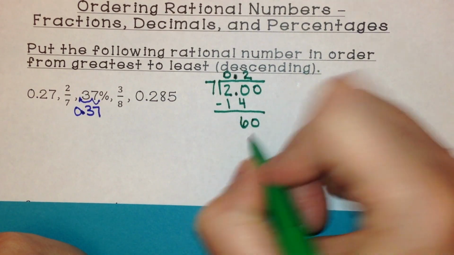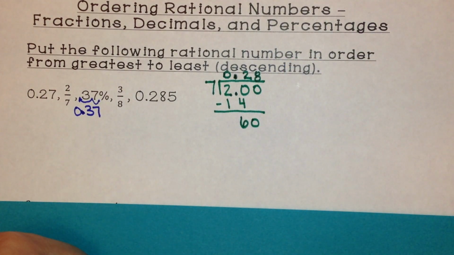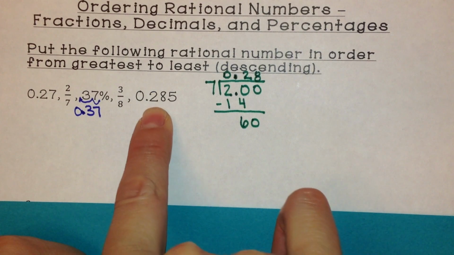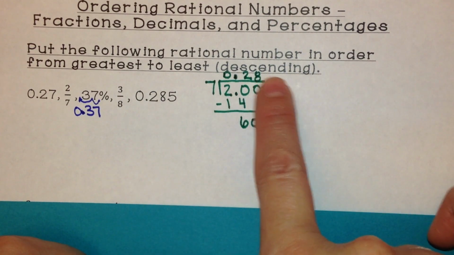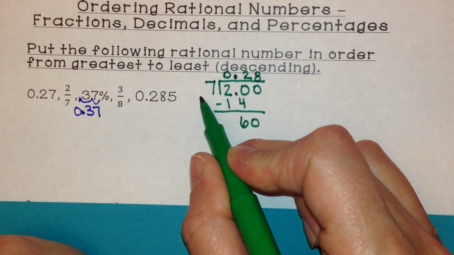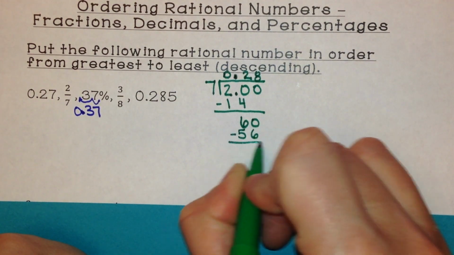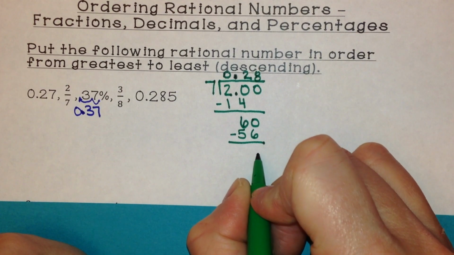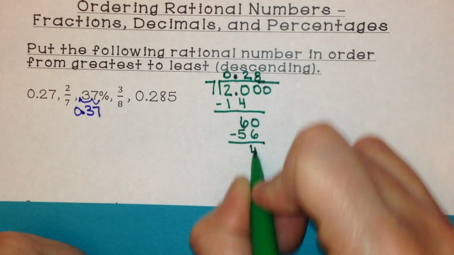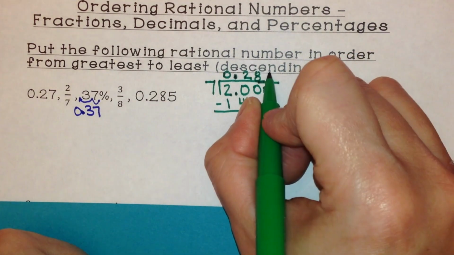All right, 7 goes into 60, 8 times. Let's see. Well, I need to keep going out because I have this 0.285. I need to figure out if this one's going to be bigger or smaller. All right, so 7 times 8 leaves me with 56. So I'm going to subtract. 60 minus 56 is 4. Add another 0, bring it down. 7 goes into 40, 5 times.